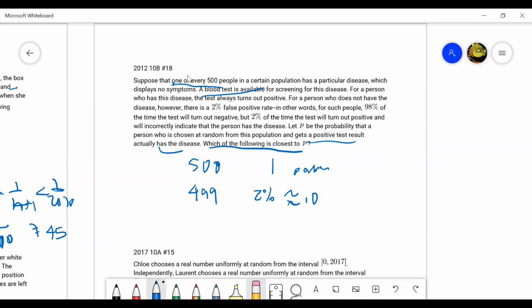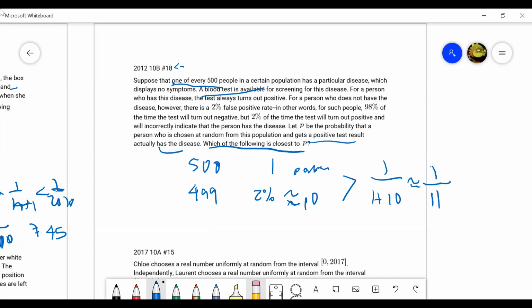If you see the problem, it says which of the following is closest to. I guess I forgot to put the answer choices in. Kind of sucks, but it is what it is. You can always see the answer choices if you look at the problem. But 2% of 499 is around 10, since 2% of 500 is exactly 10. So then the conditional probability is just 1 over 1 plus something that's around 10. So this should be around 1 over 11. And that's the answer.